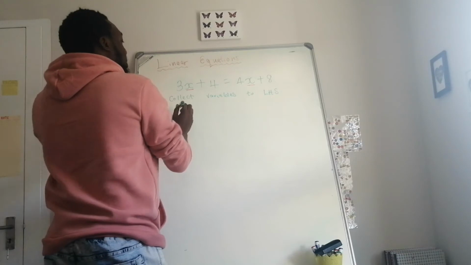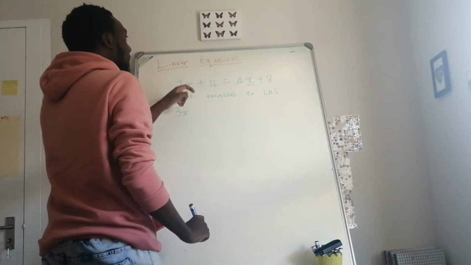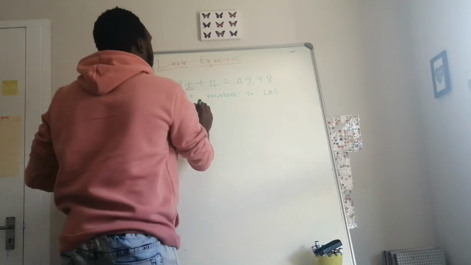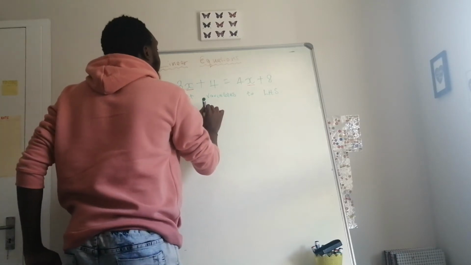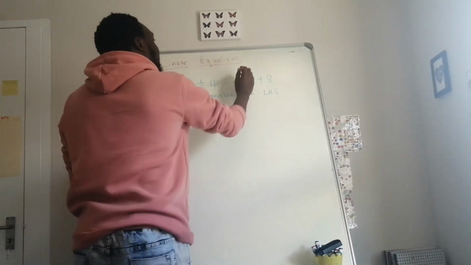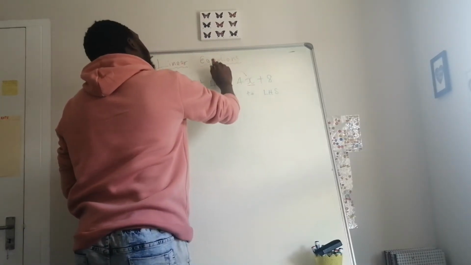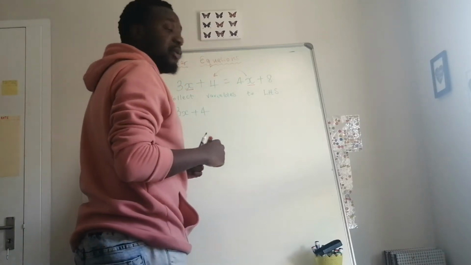So the 3x is already on my left hand side. I leave that. Right? I have a 4 there, so I write the plus 4 there. Right? But what happens now is that I want to take this plus 4x and I want to bring it this side. So what happens?